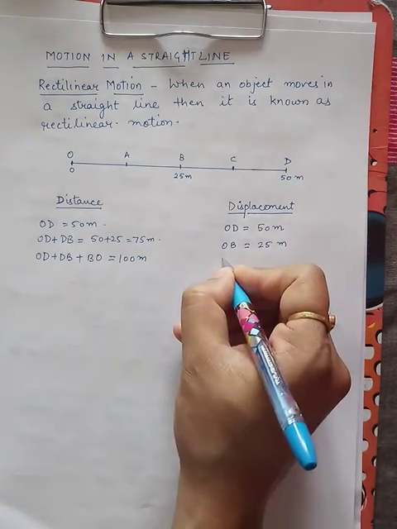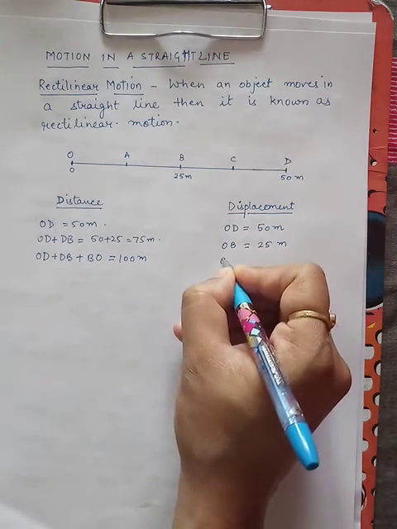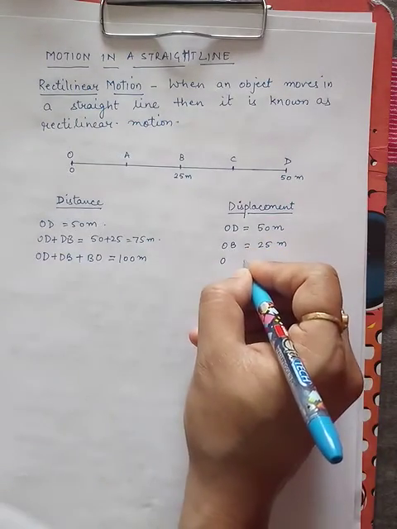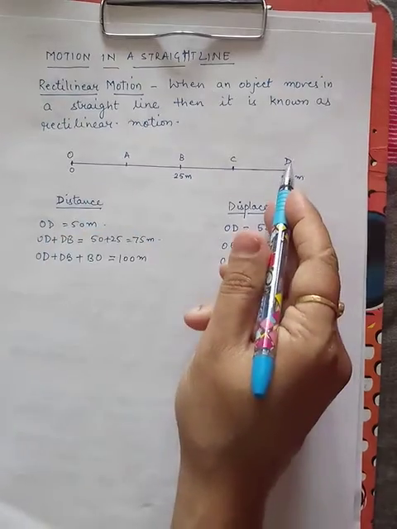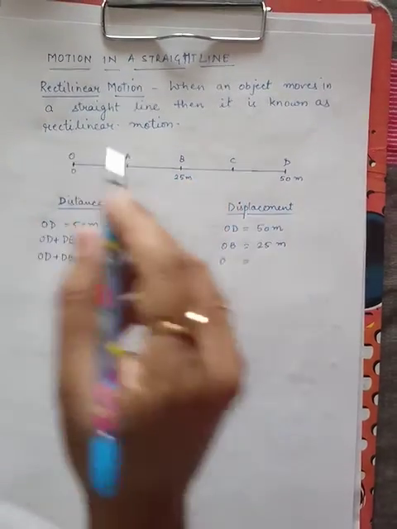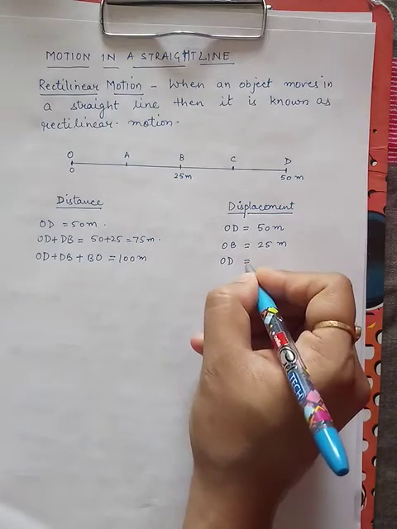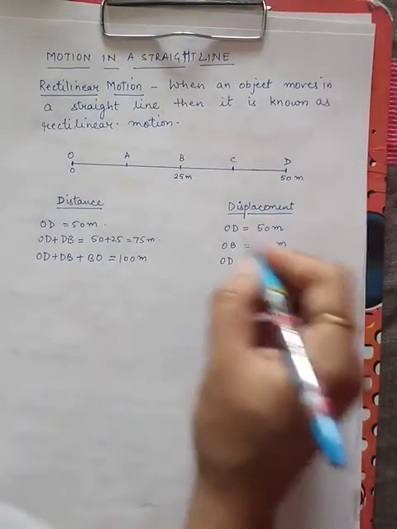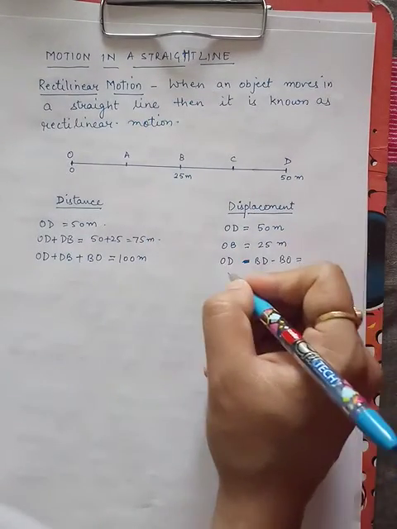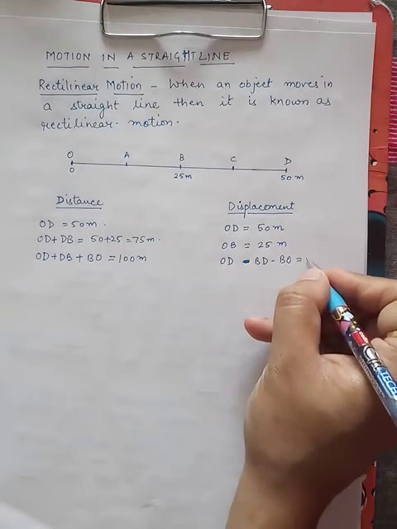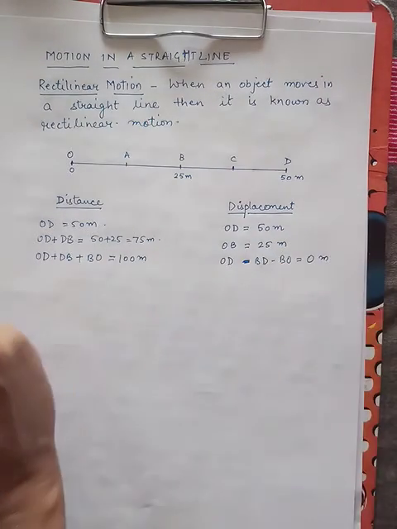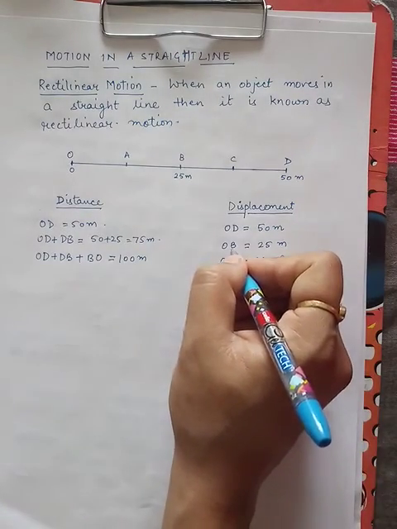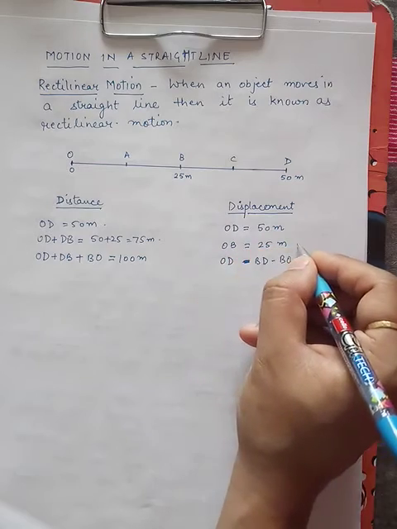So in this case, the object is at position O, OD plus this plus this. So we can write in that case OD minus BD minus BO, that is equal to 50 minus 25 minus 25, which becomes 0 meters. We can represent it like this. Here also we can represent it like this. I will write down its representation.